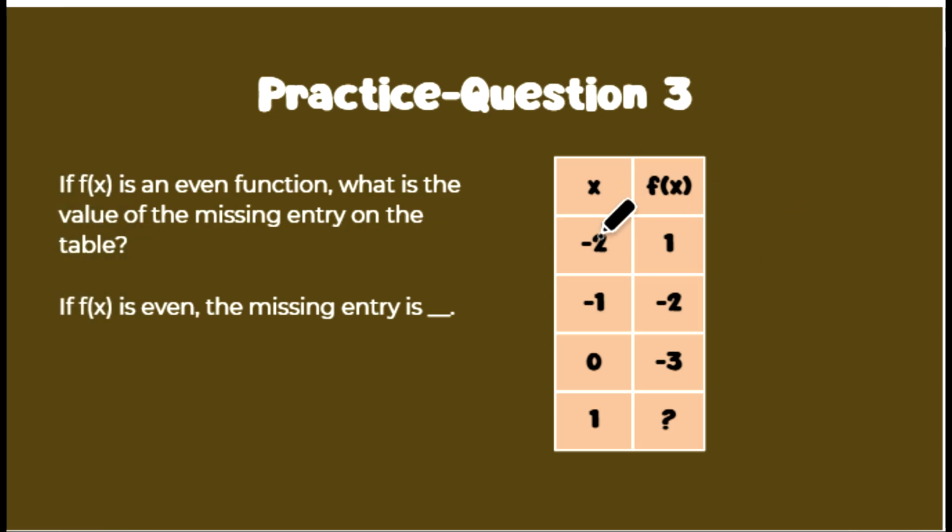So we know that each x value, whether it's positive or negative, has to have the same y value. So it wants to know what the value is going to be for 1. Well, for -1, the value is -2. So this has to also be -2. Everything stays exactly the same, okay? No sign flipping, no math, just copy it straight over.